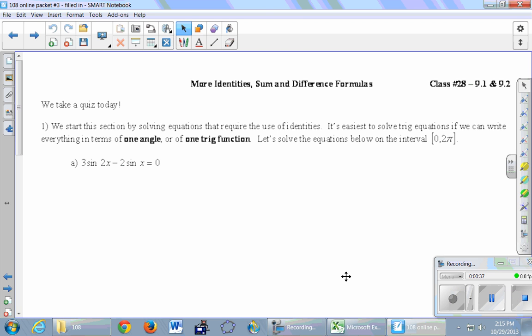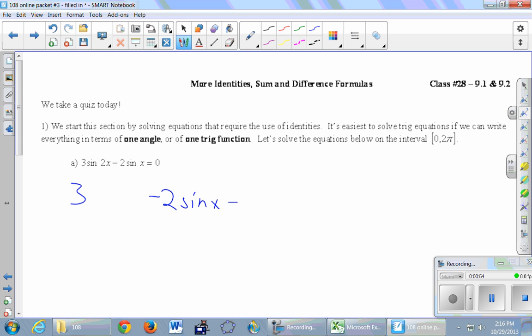All right, so the difficulty here is that we have two different angles, 2x and x, and that doesn't work out so well. So we need to get it so that they're both functions of exactly the same angle. So we're going to make use of an identity. I'm going to copy the 3, I'll copy the minus 2 sine of x, and I'll copy the equals 0. But we have an identity that tells us what sine of 2x is. It's really 2 sine x cosine x. So that's one of our double angle identities.